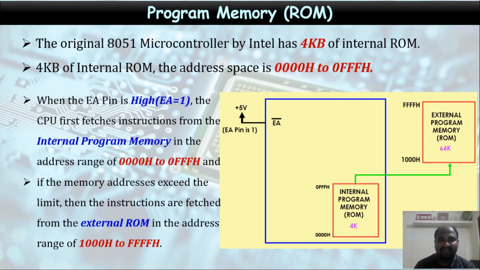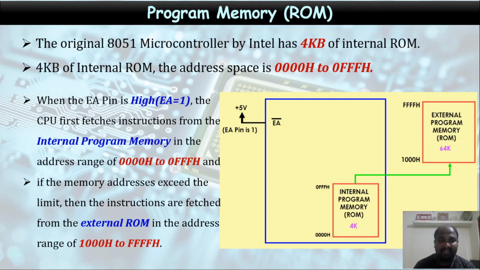The original 8051 microcontroller by Intel has 4 kilobytes of internal ROM. So the total address space is from 000H to 03FH. So this is a diagram shown for connecting the internal ROM and external ROM.